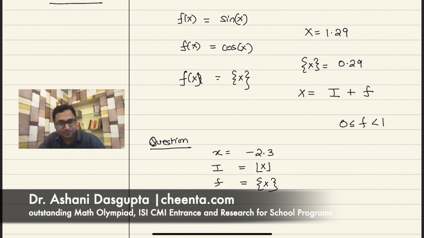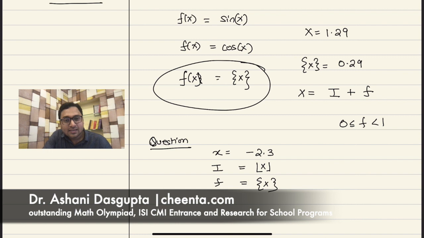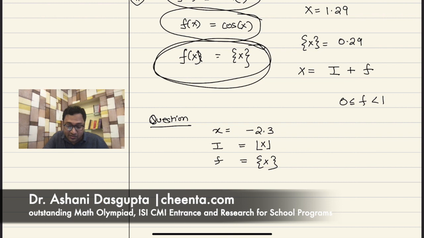Okay. So you can easily check that f(x) equal to the fractional part of x is a periodic function. A periodic function means the output of the function repeats after a certain period. In the case of the fractional part of x, the period is 1. That means f of 1.2 and f of 2.2, when the function is the fractional part of x, are both the same. So this is all about periodic functions.